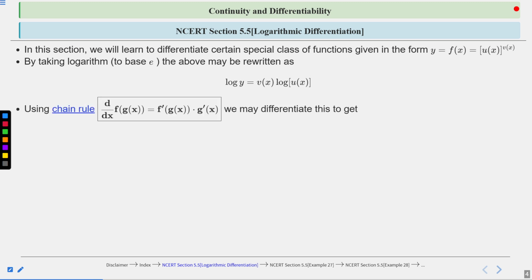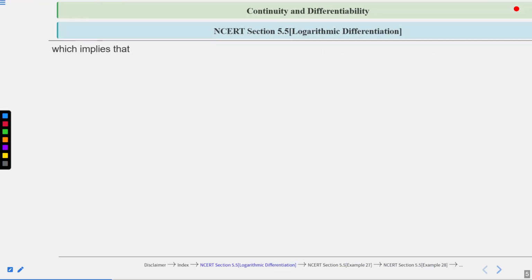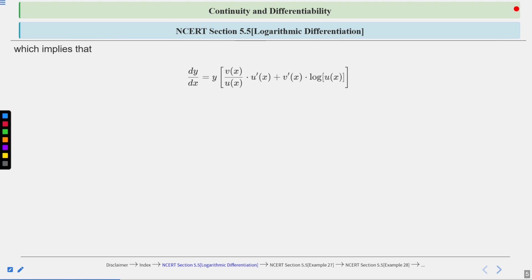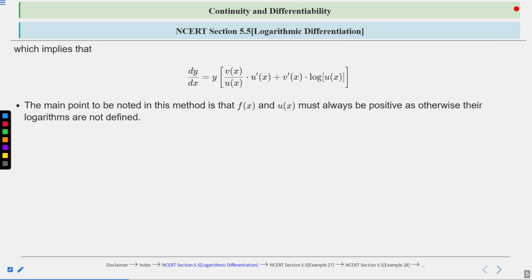Clear? Using the chain rule, which is d/dx of f(g(x)) = f'(g(x)) into g'(x), we may differentiate this to get (1/y) dy/dx = v(x) into (1/u(x)) into u'(x) plus v'(x) into log u(x), right? Which implies that dy/dx = y times [v(x)/u(x) into u'(x) plus v'(x) log u(x)], right?